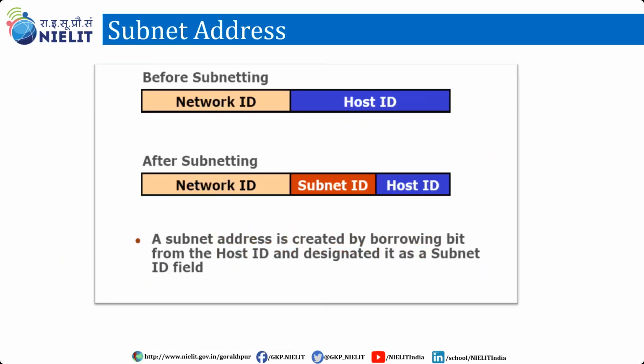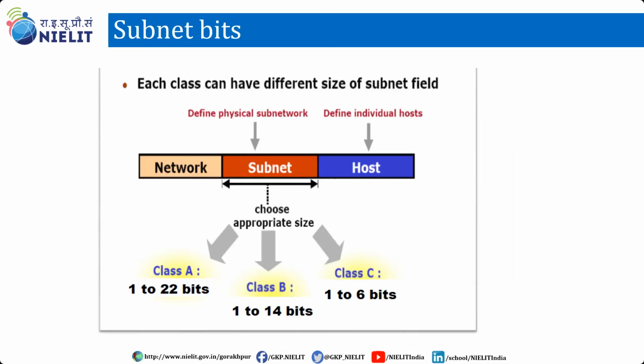Then how a subnet address is created, how subnetting is done. Before subnetting, we have the network ID and host ID. After subnetting, we have to borrow some bits from the host portion. The borrowed bits will be treated as the subnet ID, which determines the number of subnets and the number of hosts per subnet.